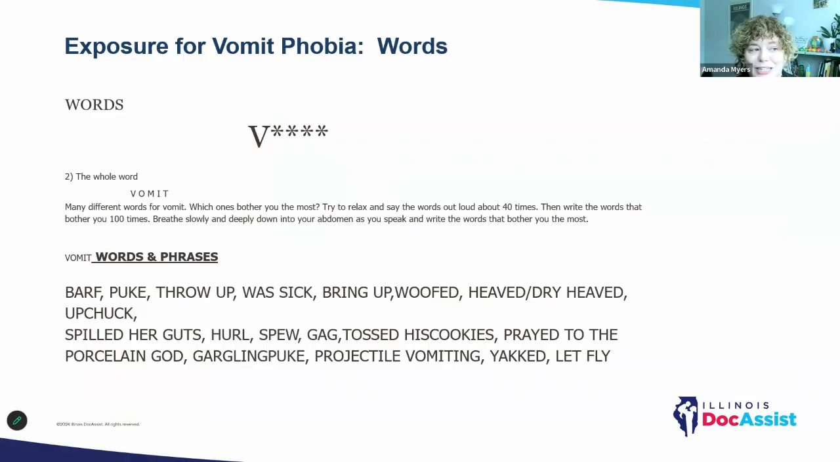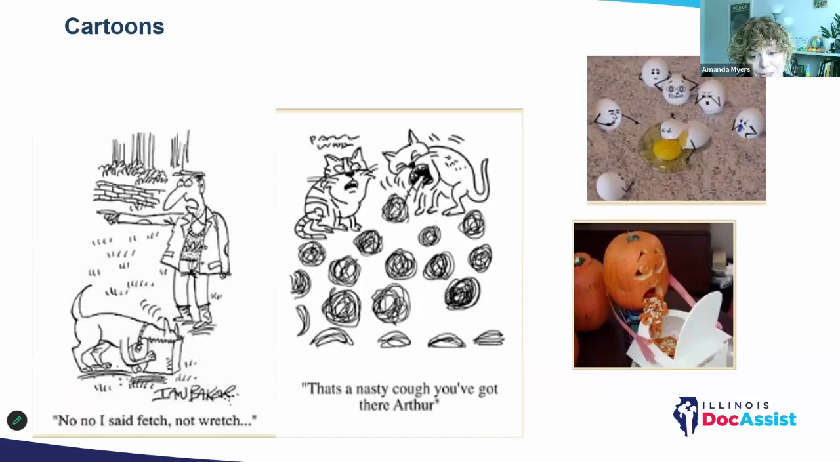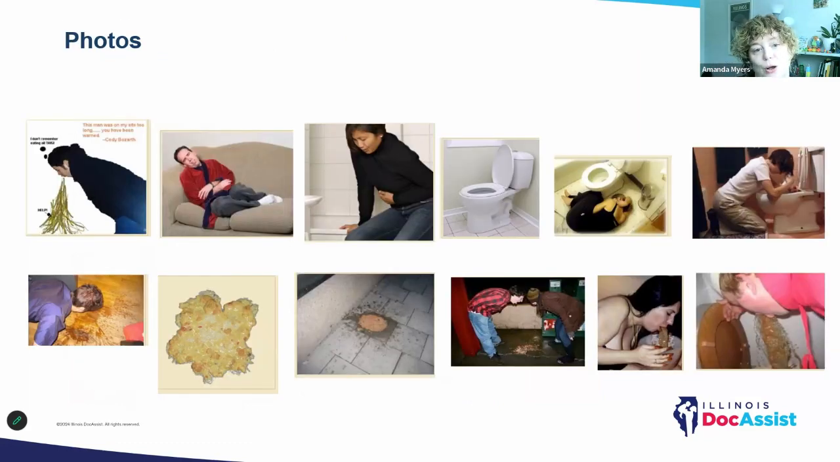Well, we start with the in vitro. Some kids are averse to even V words because it reminds them too much of vomit. And so we'll start with just thinking about the word, thinking about V, thinking about any V word. And then we'll go up to words and phrases, different words that mean that. And then we'll progress to sentences. We'll have them read a paragraph. We'll read them a paragraph with the word in it, or with a situation where someone is throwing up. And then we will progress to cartoons of someone throwing up. And then it's true, we do go to actual photos.